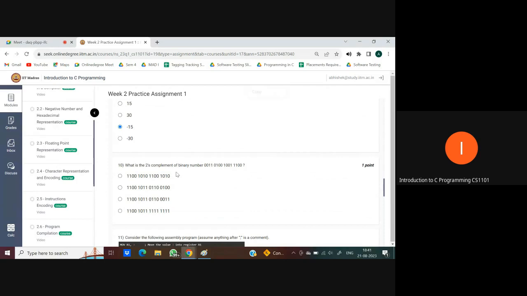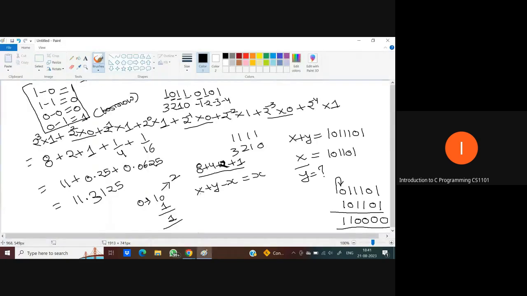So what is the 2's complement of this binary number? You are already given a binary representation. Probably some work has already been done by you. Otherwise, you would have to find the binary representation from a decimal number. Right now, you're already given this, and you just have to find the 2's complement. So does anyone remember how we find the 2's complement?